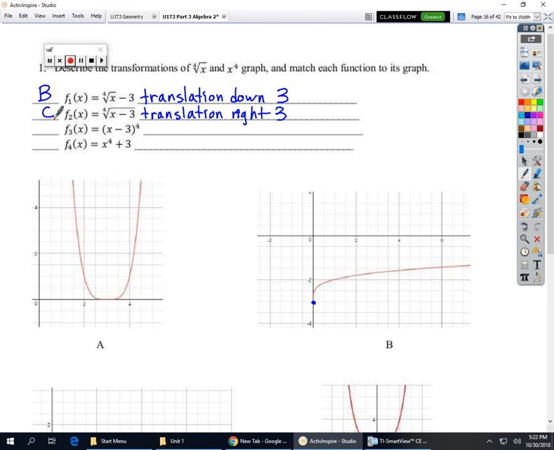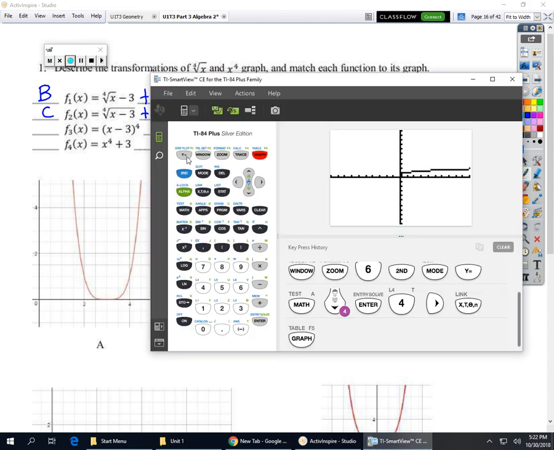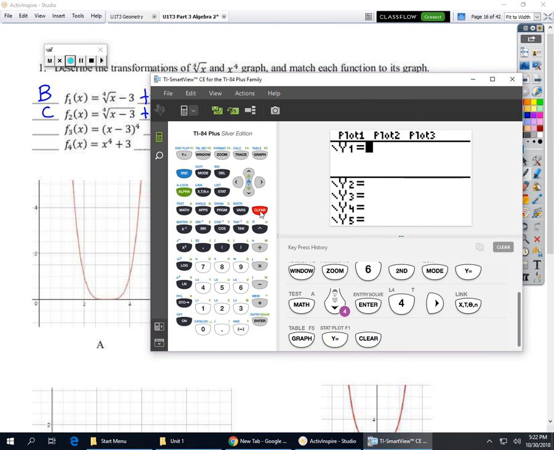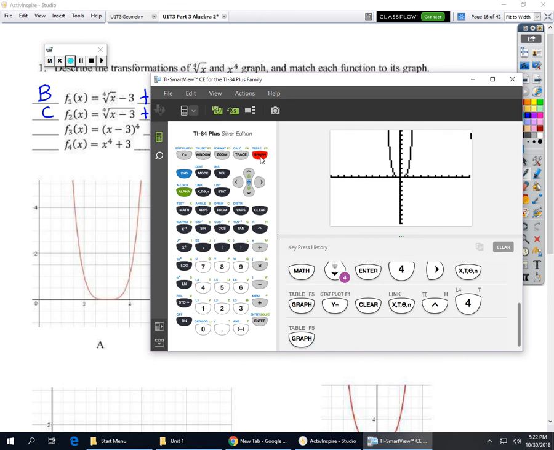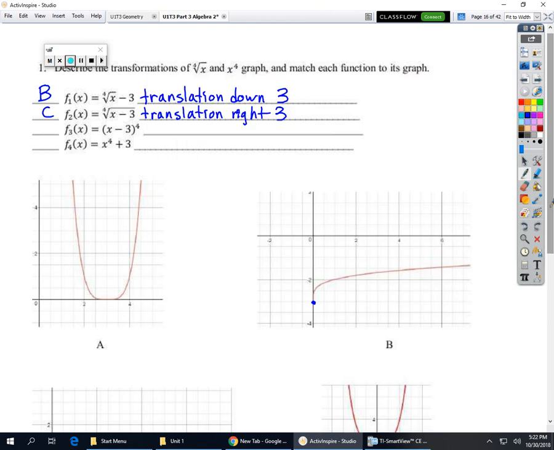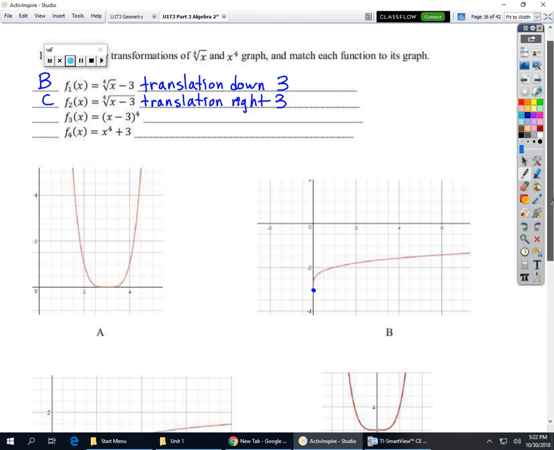All right. Again, this one is a transformation of the x to the fourth graph. So what does the original x to the fourth graph look like? X to the power 4. Graph it. Right. Looks like kind of a skinnier parabola, which is kind of what it is. So x to the fourth.